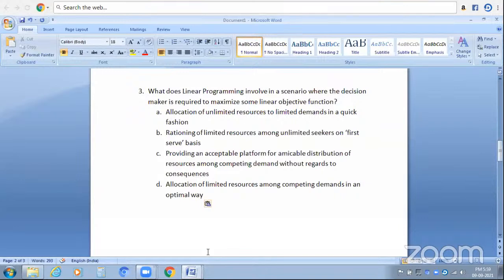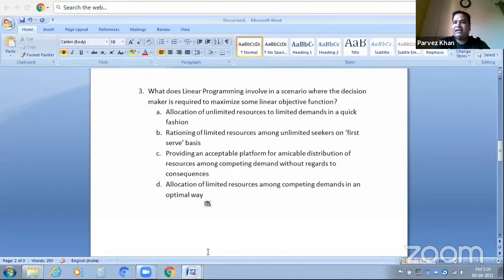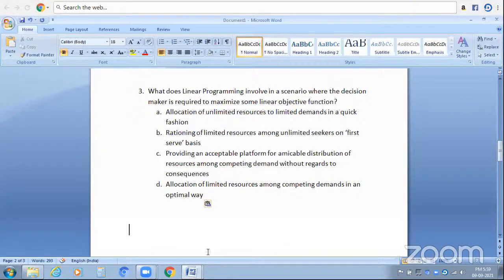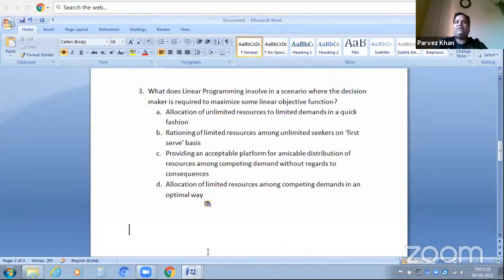We have to maximize our profit, and always we have to do it in an optimal way, right? The options: allocation of unlimited resources to limited demands in a quick fashion; rationing of limited resources among unlimited seekers on first serve basis; providing an acceptable platform for amicable distribution of resources among competing demand without regard to consequences; allocation of limited resources among competing demands in an optimal way. So in linear programming, we take decisions that always should be in an optimal way. So it will be D, right? Yes, correct. Just one example of theory type questions.